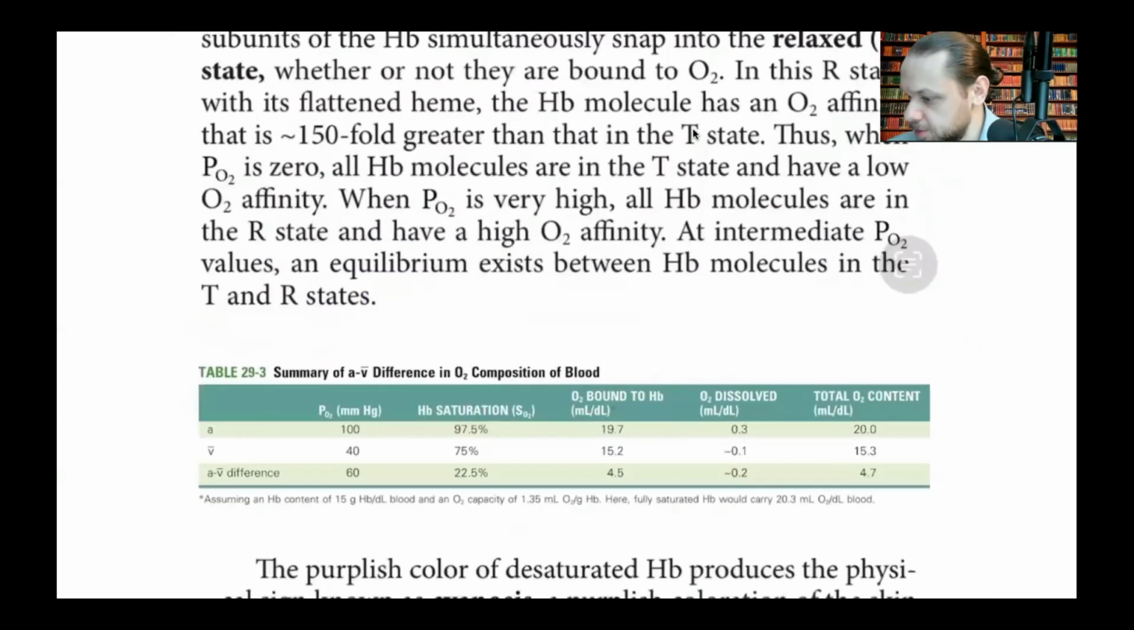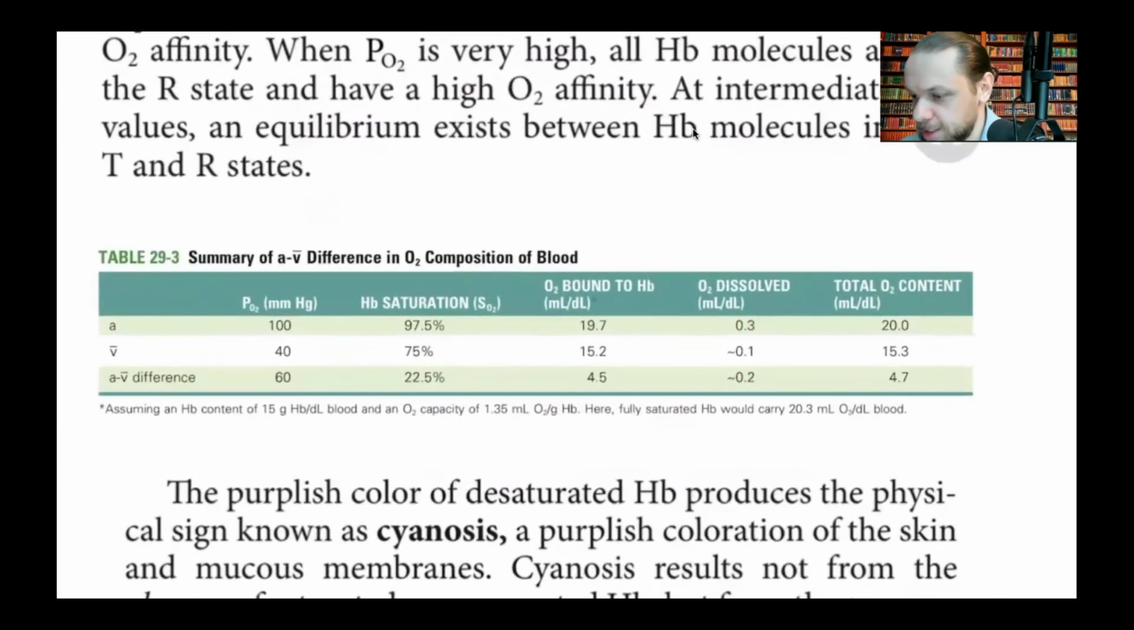So we talked about that. I explained this, but this just gives you numerical or graphical data, right? A stands for arterial blood, V stands for venous blood. AV difference means arterial minus venous, and this is what you get. So we said the PO2 in the arteries is 100, especially when it gets to the lungs. And on the venous side, oxygen is 40.